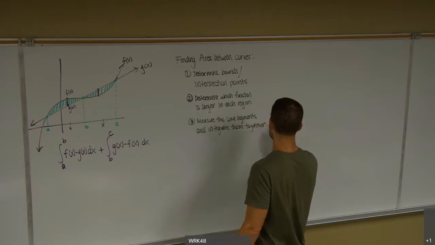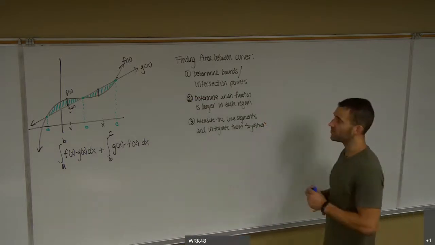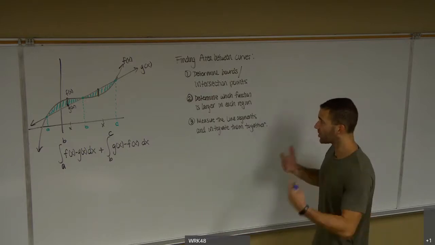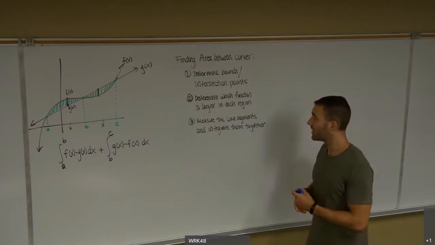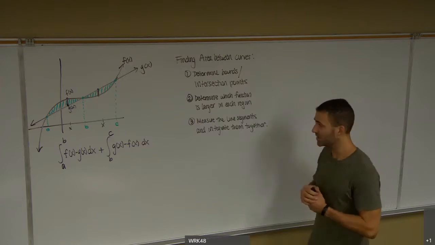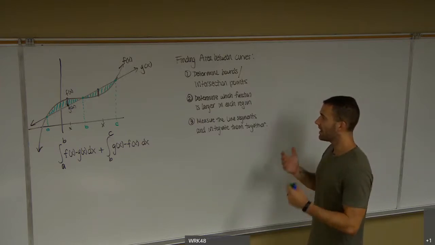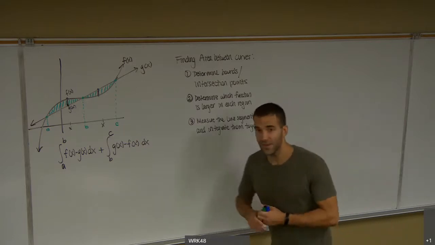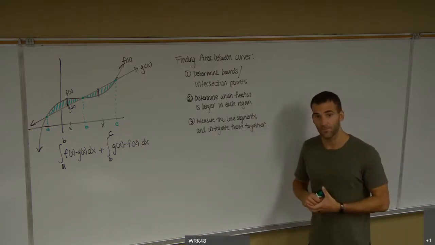This is the general process in which we'll find the area between two curves. Determine the bounds or intersection points, determine which function is larger in each region, measure the line segments, right, that's the distance between the curves in each region, and integrate them together. That is the general process map for area between curves, and that's how we will do it.